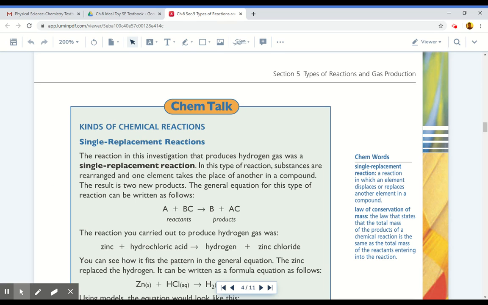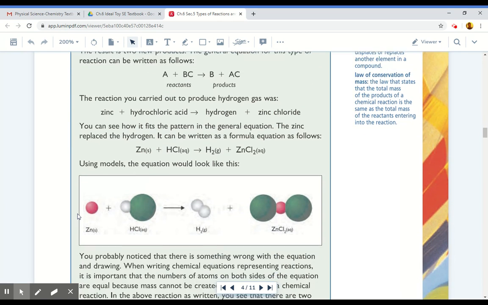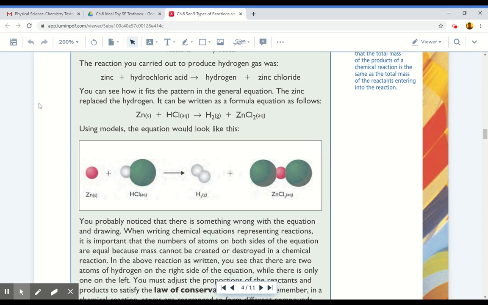The general equation for this type of reaction can be written as follows. The reaction you carried out to produce hydrogen gas was zinc plus hydrochloric acid produces hydrogen plus zinc chloride. You can see how it fits the pattern in the general equation. The zinc replaced the hydrogen. It can be written as a formula equation as follows.